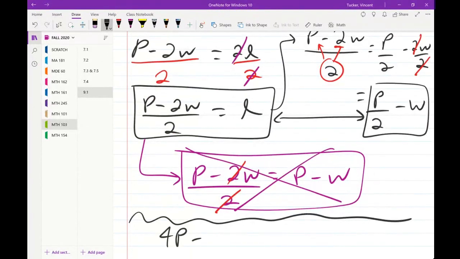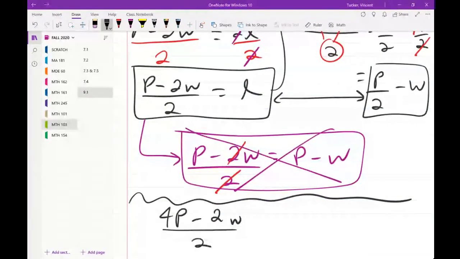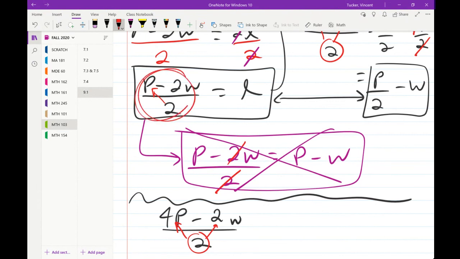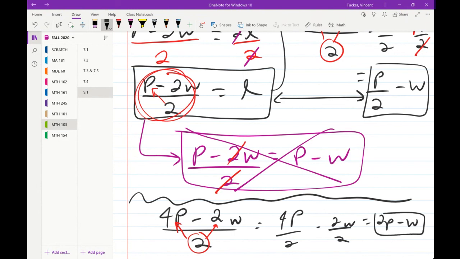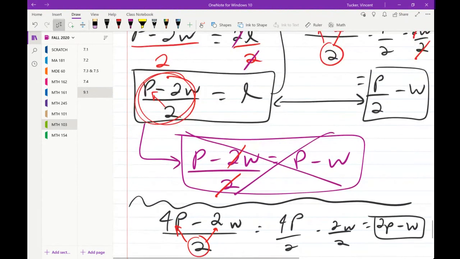And the only reason I emphasize that is because, in this random scenario, if you guys had 4P minus 2W over 2, then you would be expected to reduce because the 2 can divide evenly into the 4 and the 2. Here the 2 couldn't go into P, so that's why it was okay to leave it like this. But if you had this scenario, you would have had to do 4P over 2 minus 2W over 2 and leave your final answer of 2P minus W. So that's why I emphasize that if your denominator can go into each term in the numerator, you are expected to reduce that. If not, then this is okay. Thank you. Yep, no problem.